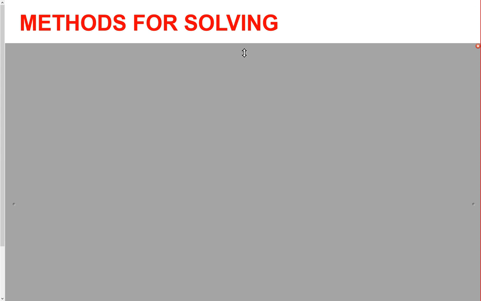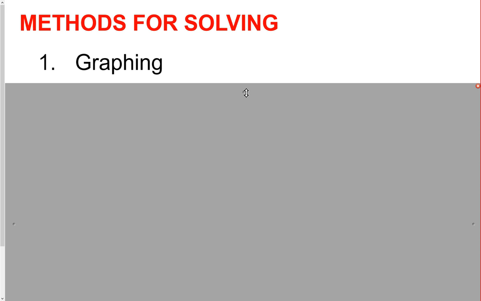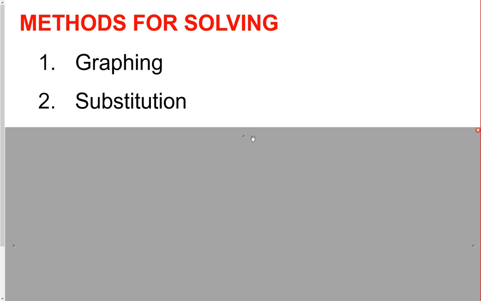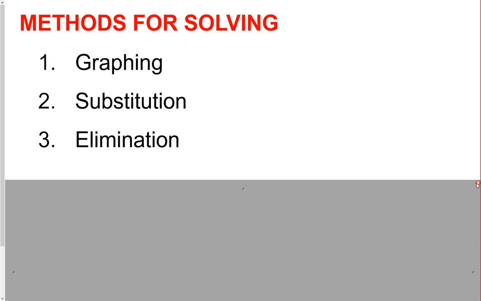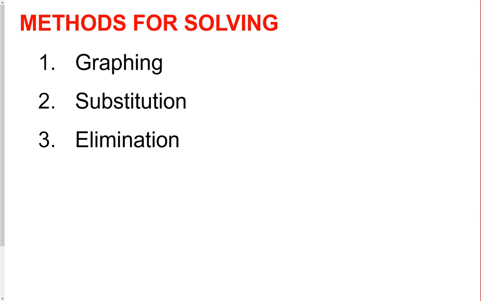Okay, now methods for solving. I'm not actually going to do examples here. I'm just going to talk about the methods we're following. So first method would be graphing. You got two equations, you graph them, you look on the graph and see where they intersect. And that's your point of intersection, that's your solution. Next one is substitution. And of course, our third one is elimination. Those are our three techniques. Let's have a look at substitution and elimination specifically.